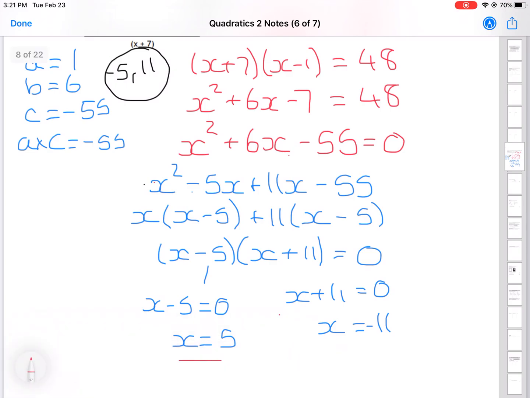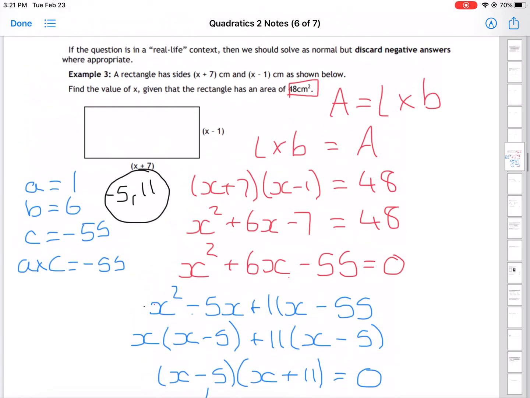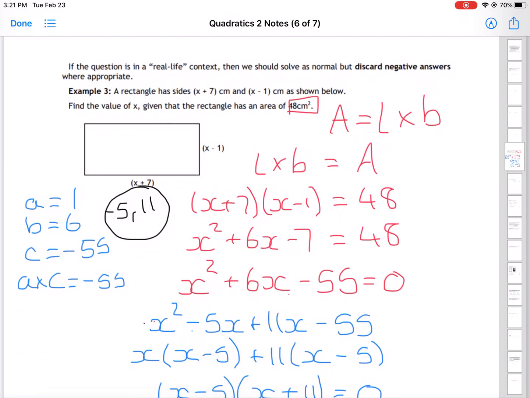Now, normally that would be us completely done if this was a regular question. Since we have a context question, we have to then refer back to our previous example. So we are told these two expressions for the lengths of the rectangle. If I was to say that x was 5, then it would be 5 plus 7, so that length would be 12. It would be 5 minus 1, so that length would be 4. Okay, that's possible. So 5 is definitely possible for x.